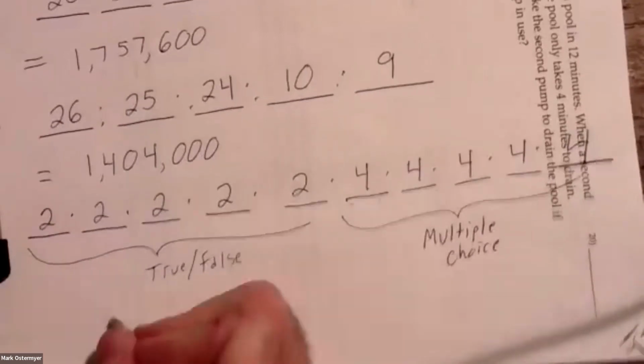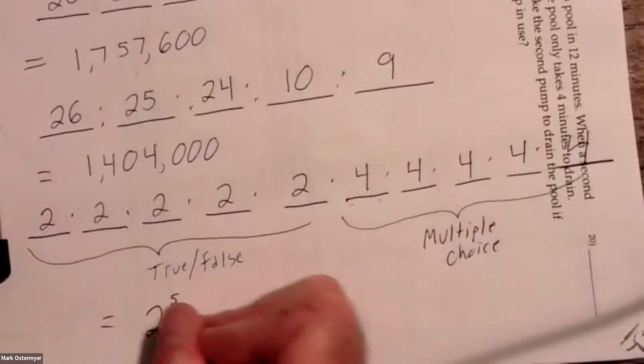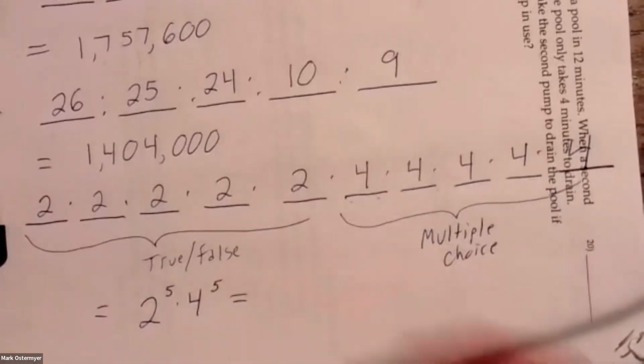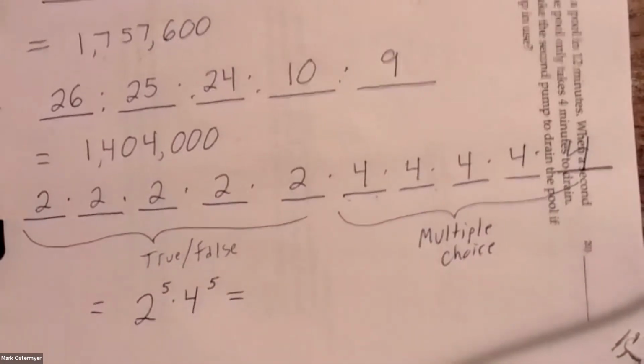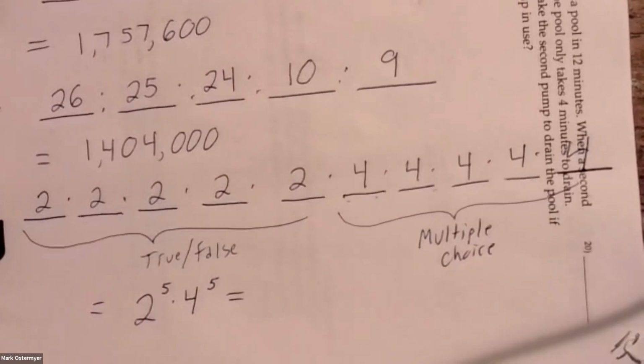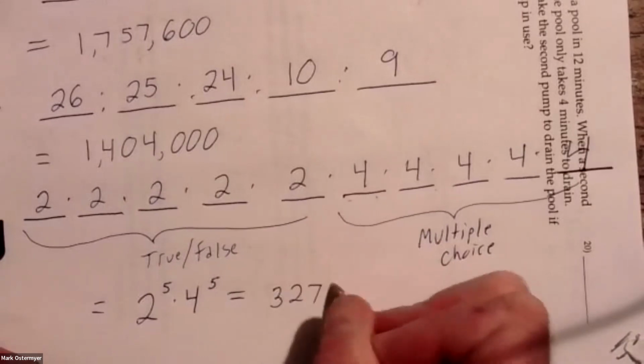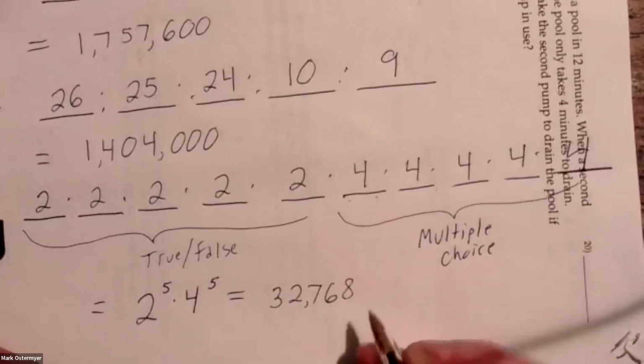And so, ladies and gentlemen, there's going to be 2 to the 5th times 4 to the 5th number of different ways of answering this quiz. So let's find out how many ways that is. 2 raised to the 5th power times 4 raised to the 5th power. There's going to be 32,768 different ways of answering this quiz.